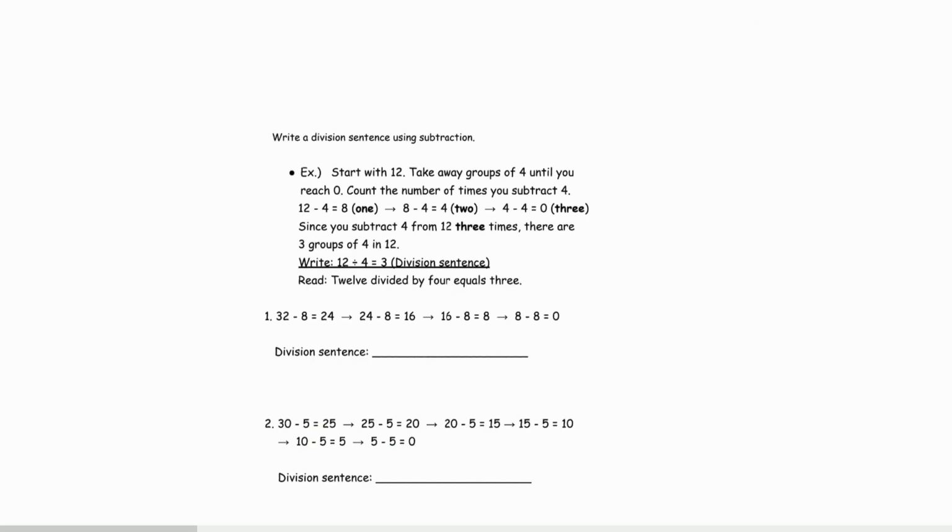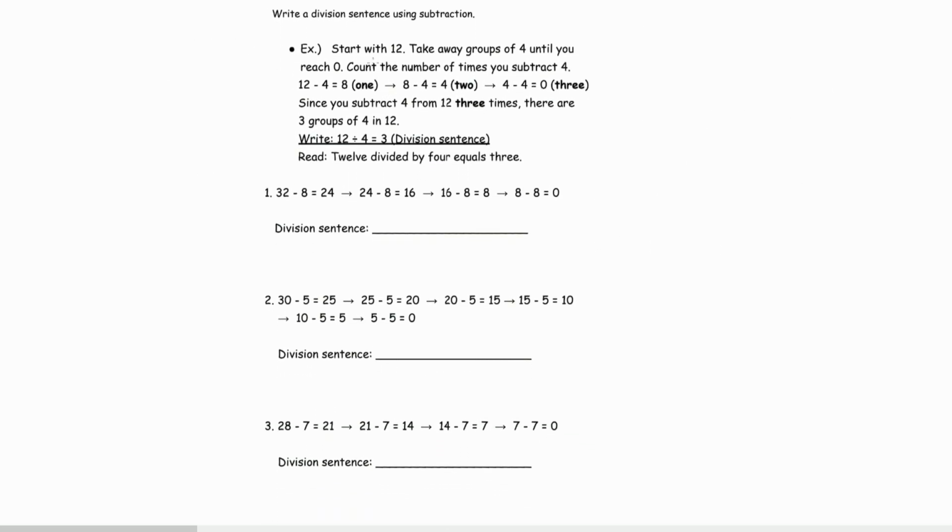Write a division sentence using subtraction. We have the examples right here. Okay, so number 1, we're writing a division sentence, so we're starting off with 32 divided by the number we're subtracting by here. If you look at the pattern, it's 8, so the divider is 8. So 32 divided by 8, and we do that 1, 2, 3, 4 times, so that would be 4. 32 divided by 8 equals 4.